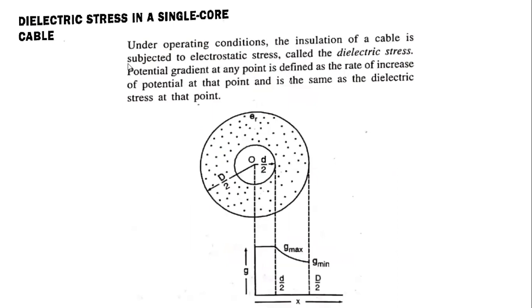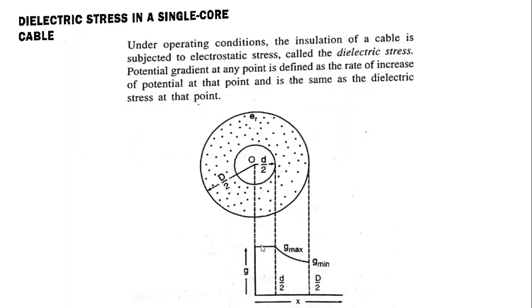Next, coming to the derivation: the dielectric stress in a single core cable. How will we calculate the dielectric stress in a single core cable? First of all, this is the cable, this is the core and this is the insulation. The radius of the core is R1 is equal to small d by 2, and R2 is equal to capital D by 2.